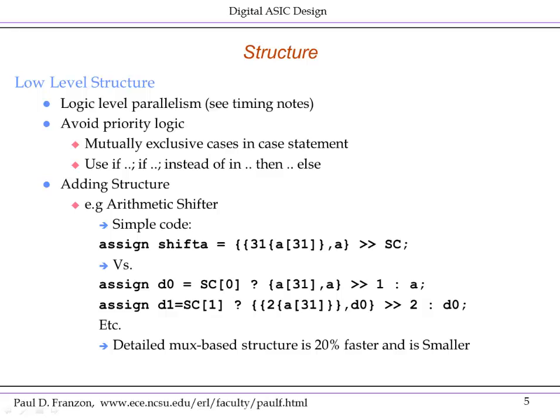Then there's a low-level structure, which is largely using human-driven knowledge to work out better ways to do detailed logical operations. In the timing notes, we had a comparator example. Before, I have mentioned that sometimes, not necessarily all the time, but sometimes priority logic tends to have a deeper logic depth than non-priority logic.